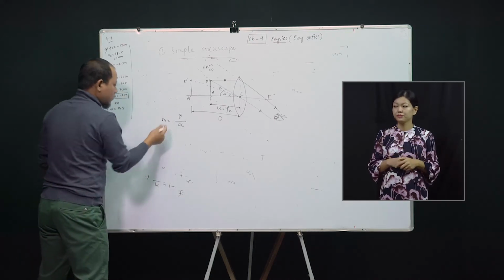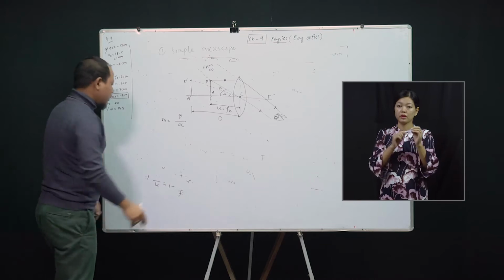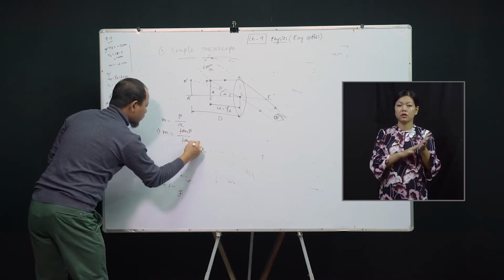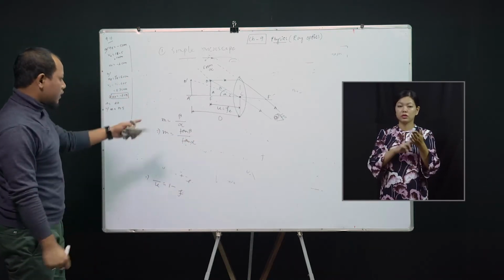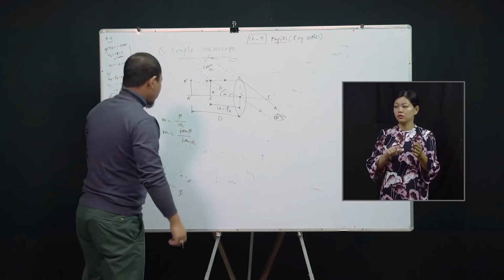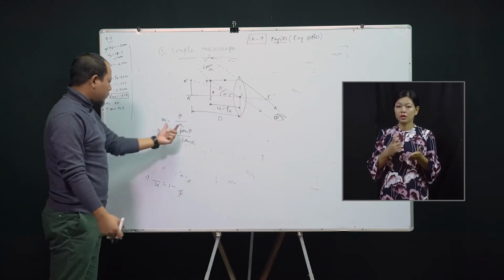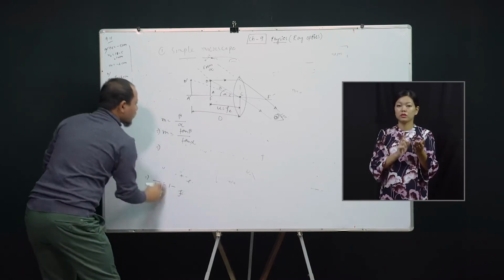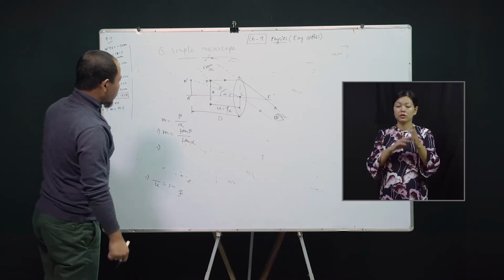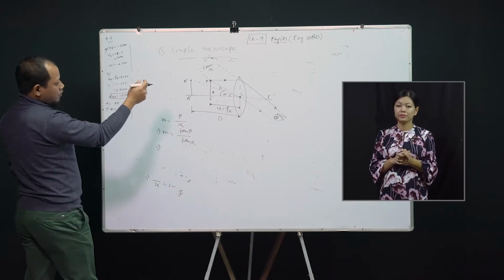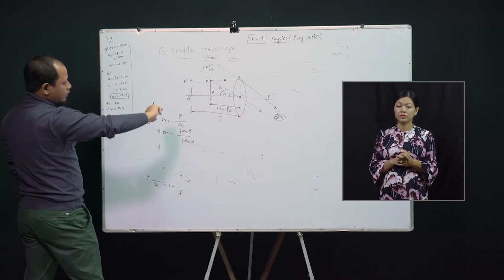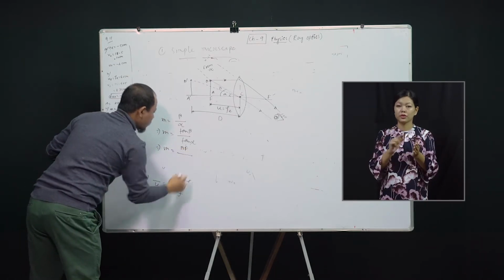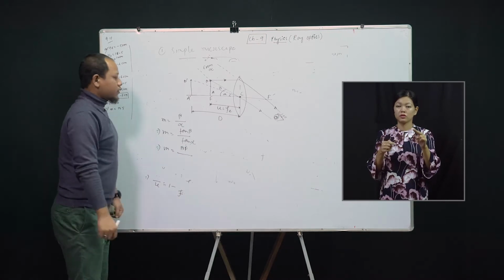Now since beta and alpha are very small angles, we can write m equals tan beta divided by tan alpha. Is it clear? Now from the ray diagram we have to put the value of tan alpha as well as tan beta. For tan beta we will consider BF divided by FC.